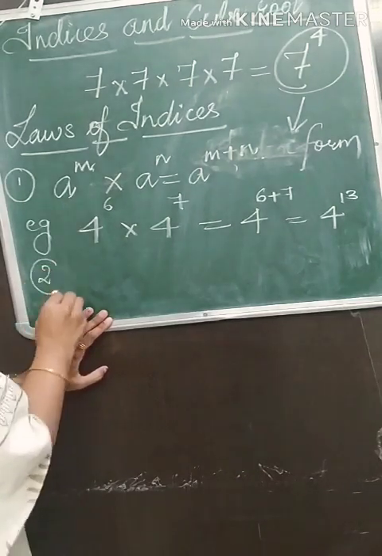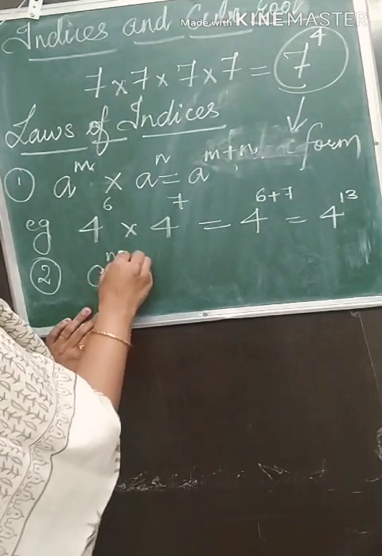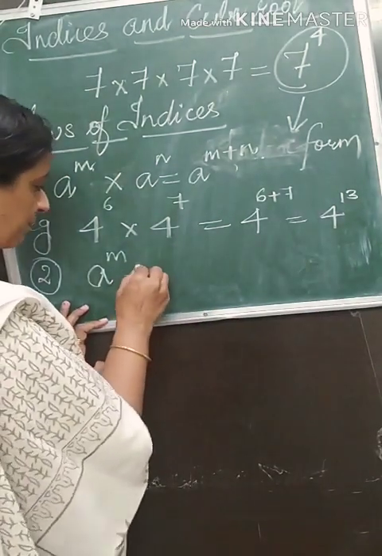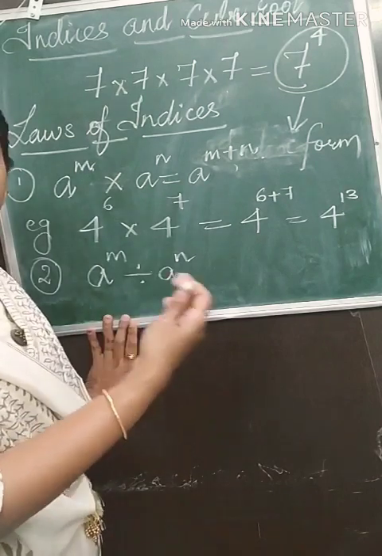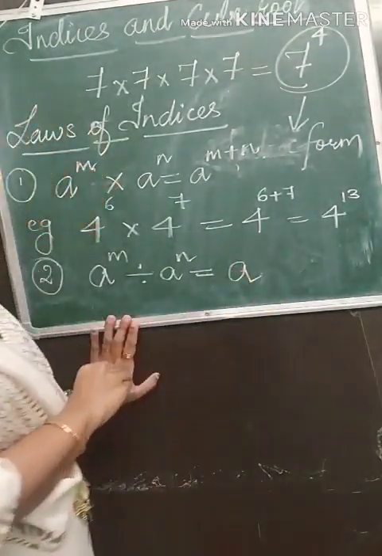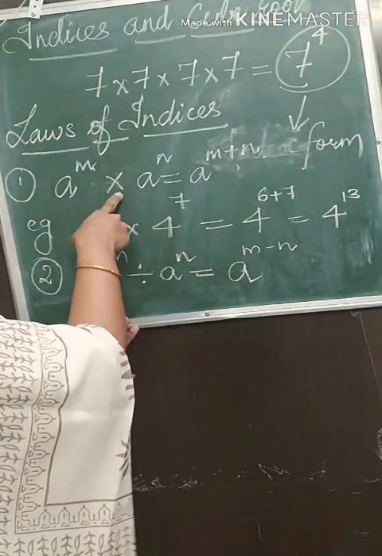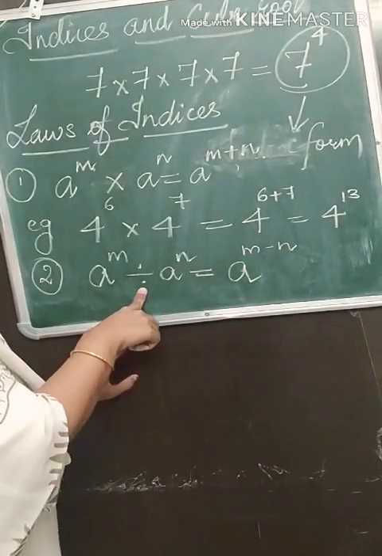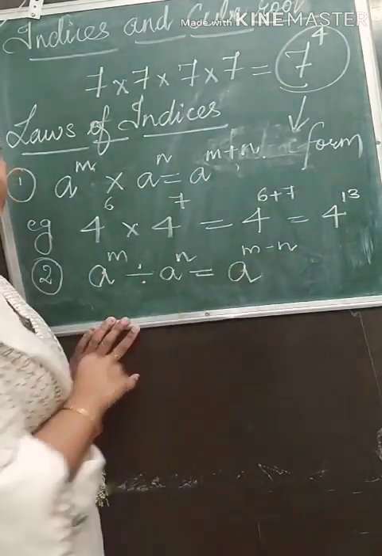Similarly, we will learn the second law. Write it down in your book. Same way, now I will take a raised to m after putting multiplication. Now I will put division, divided by a raised to n. So if you have division, you will subtract the indices, which is equal to a, base same, raised to m minus n. If you have multiplication, you will add the indices, m plus n. If you have division, you write the same base and subtract the first index minus the second index.